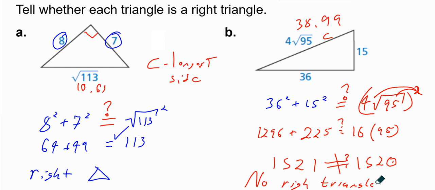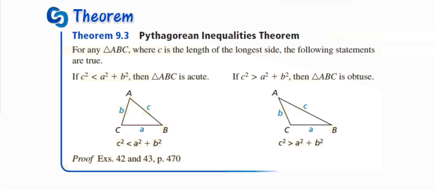So our next theorem says, well, if it's not a right triangle, what type of triangle is it? The Pythagorean Inequalities theorem states these facts. If our longest side, our c squared, is less than the other two sides squared and put together, then our triangle must be acute. So I think about this c being less than. If we make this angle right here smaller than 90 degrees, which is an acute angle, that's going to truncate our hypotenuse there. So it's going to be smaller than a right triangle.